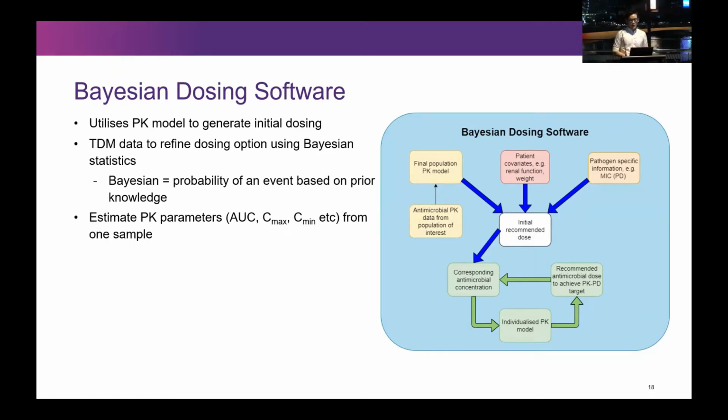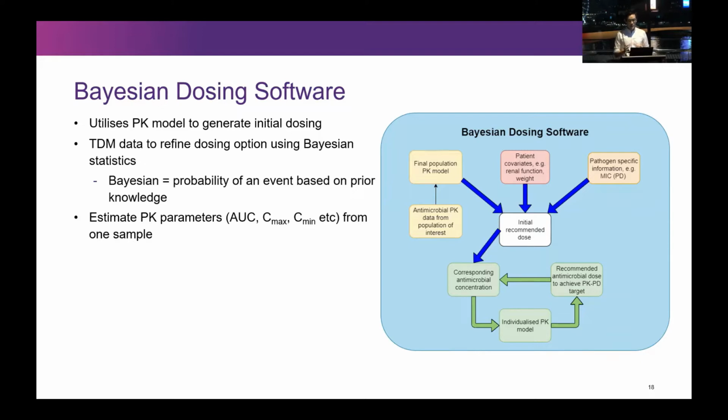The software actually utilizes these pieces of information along with information from the pathogen that you're trying to treat. Most of the time we'll be looking at the MIC or the breakpoint, and it uses all of these pieces of information together to generate an empiric initial starting dose. We can then administer this empiric starting dose to the patient, and we're able to assay the corresponding antimicrobial concentration. If we've achieved our concentration, great.